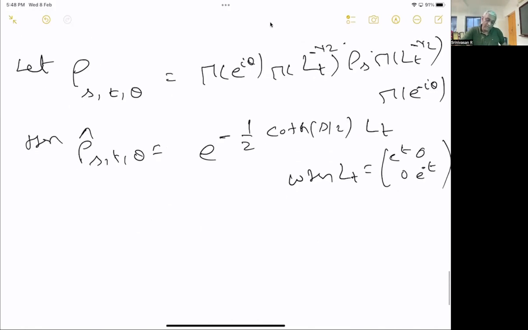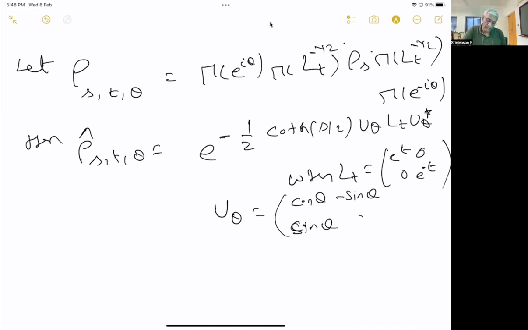So this will be precisely gamma LT, and then this I write as u theta LT u theta star, where u theta equal to the rotation matrix cos theta, minus sin theta, sin theta, cos theta, which is just the rotation. Is it clear? Did I mess it up?